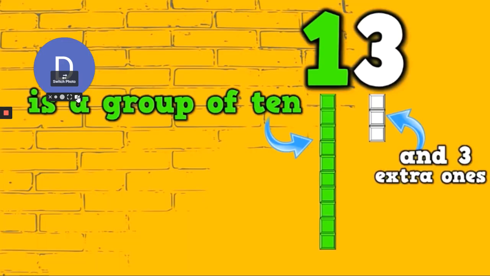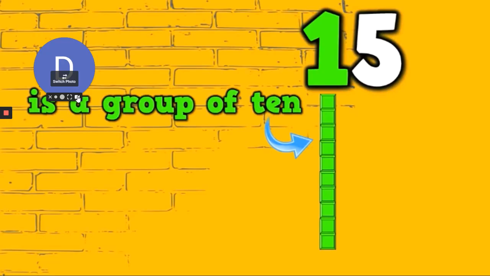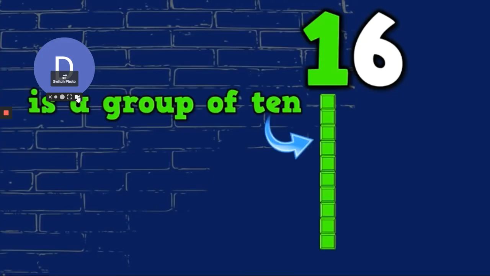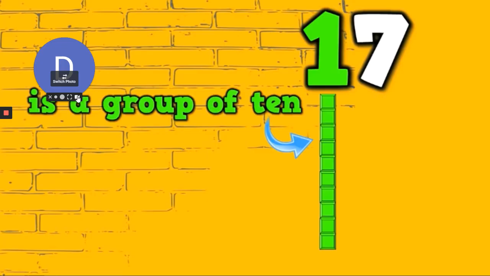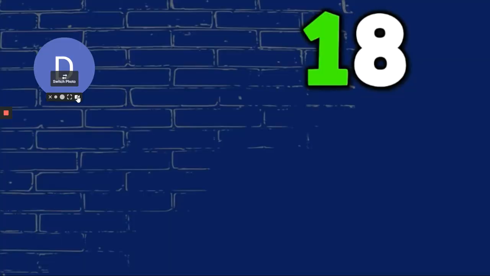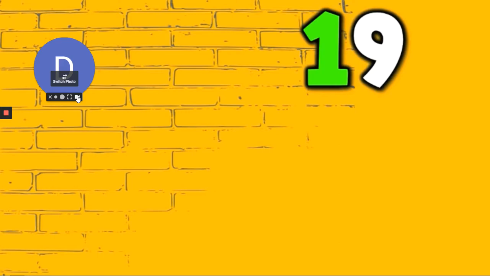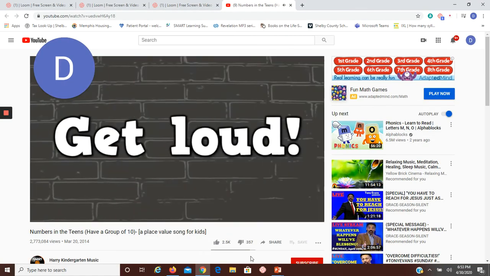Thirteen is a group of 10 and 3 extra 1s. 14 is a group of 10 and 4 extra 1s. 15 is a group of 10 and 5 extra 1s. 16 is a group of 10 and 6 extra 1s. 17 is a group of 10 and 7 extra 1s. 18 is a group of 10 and 8 extra 1s. 19 is a group of 10 and 9 extra 1s.